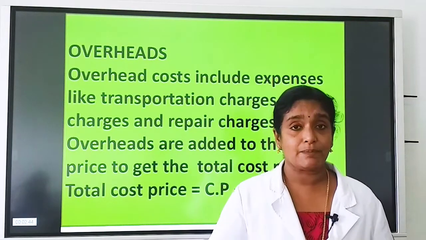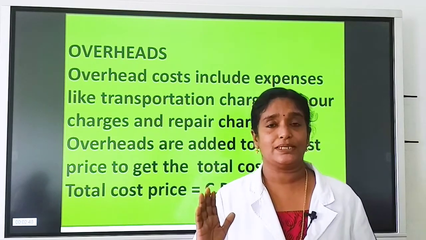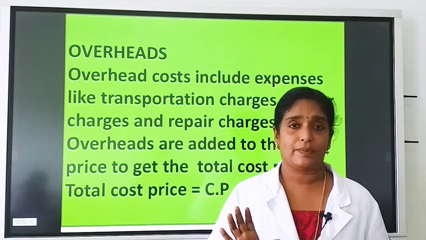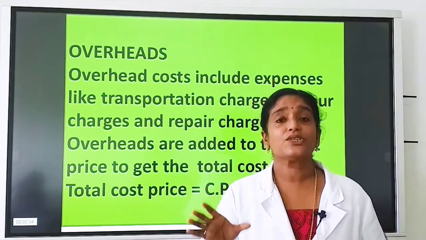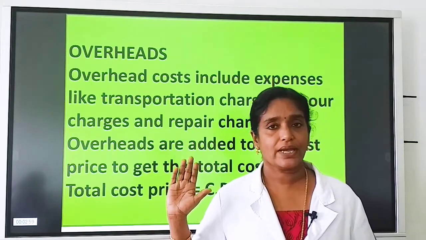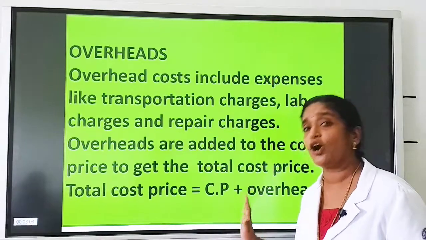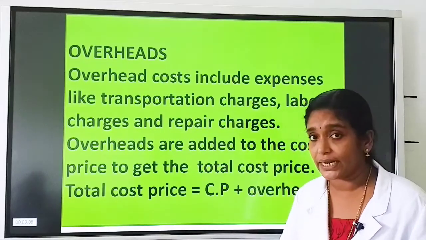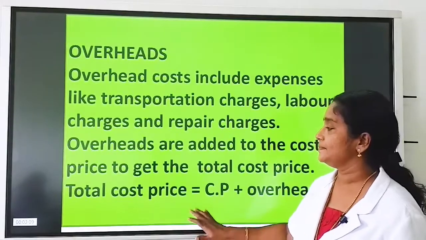So, how much money he spent? 500 plus 100, that is 600 rupees. That is his total cost price. So the total cost price means cost price of the goods plus overhead charges. Okay. So what is the total cost price? Cost price plus overhead charges.